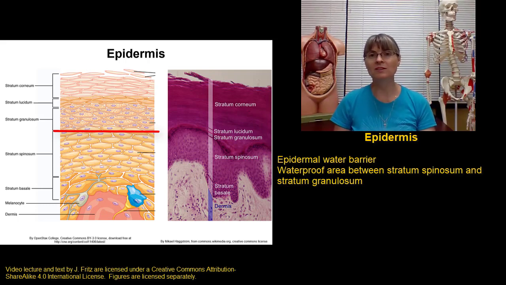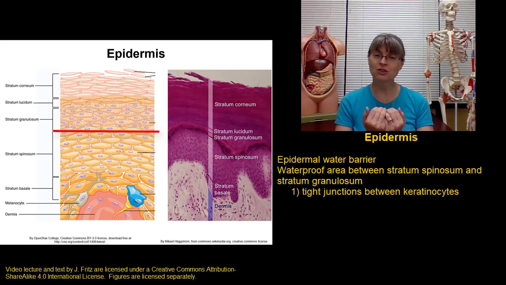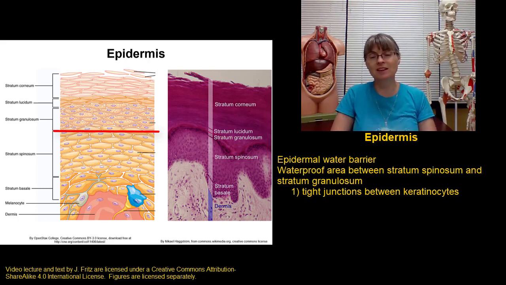There are three components to this epidermal water barrier that creates this waterproof area of the skin. First, we have tight junctions between the cells. We talked about this before. A tight junction sort of zips two cells together so that nothing can leak between them. So tight junctions are an important component of the epidermal water barrier.